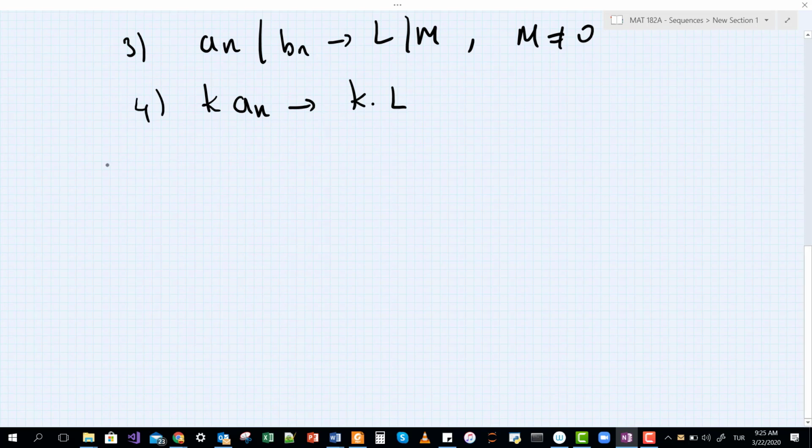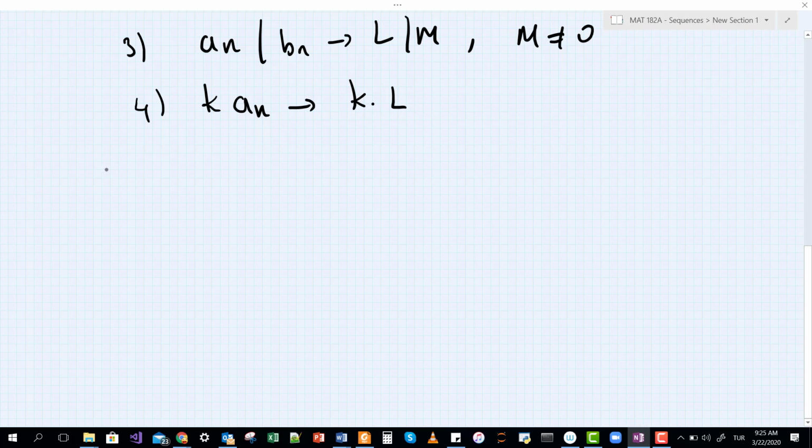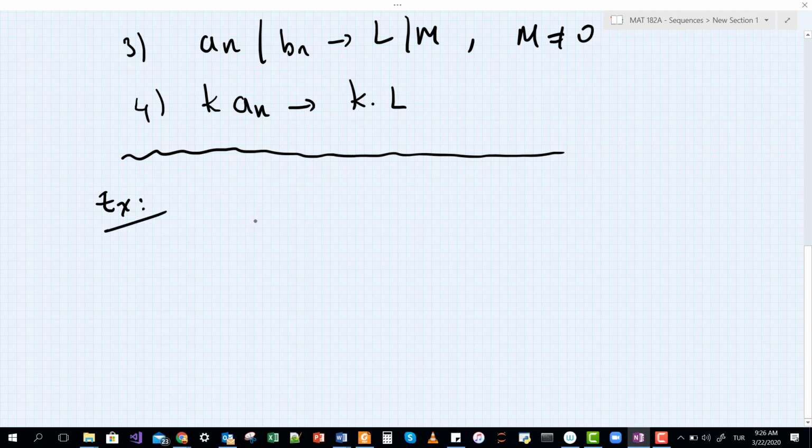These four rules will help us to solve some of the problems. But later we will see that the main limit theorem is not going to be enough to solve all the sequence problems. Let me remind you how we were using the main limit theorem for some sequence problems. You will remember these types of examples from our classes, especially when I had a polynomial in the numerator and denominator.